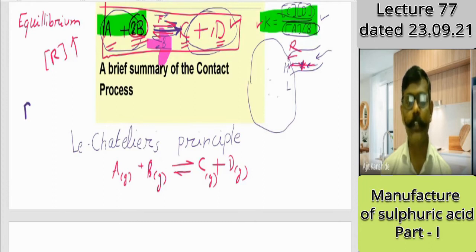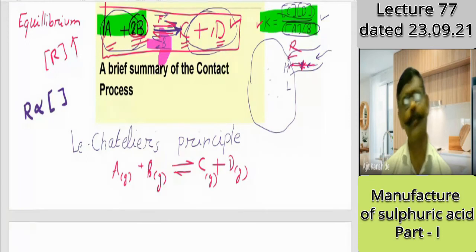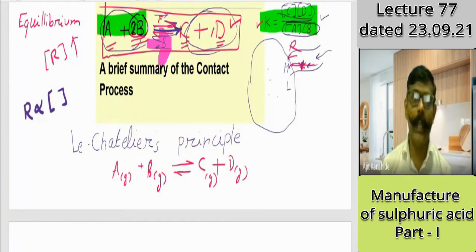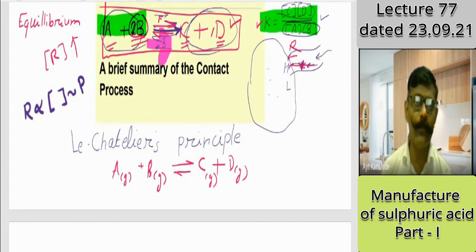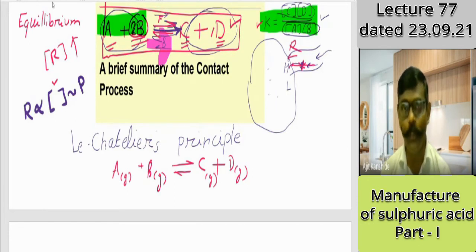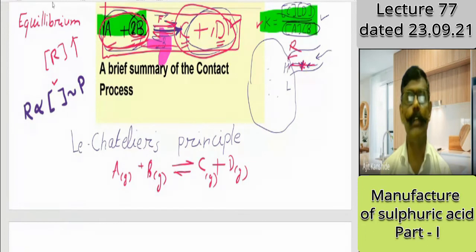Rate of reaction depends upon the concentration of any reactant or product. Whose concentration is more, accordingly the reaction will proceed. And concentration is related to pressure, especially for gaseous reactants. Let me first talk about the concentration term, which I already discussed. I told you if the reactant side concentration increases, the reaction will move to the right side. If the product side concentration increases, the reaction will move to the left side.